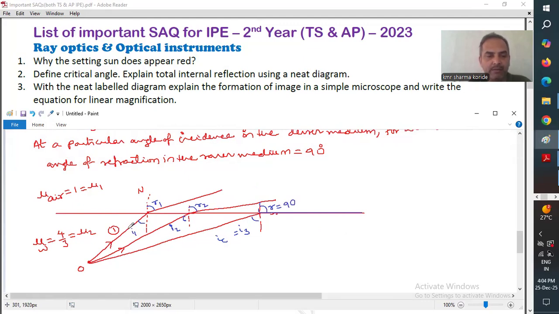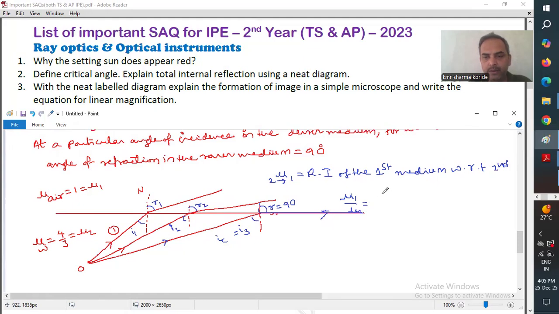So when a light ray travels from a denser medium to a rarer medium at a particular angle of incidence for which the angle of refraction is 90, then it is called the critical angle. Now let us understand the mathematical part. When the light ray is from the second medium to the first medium, we have to write the refractive index of the first medium with respect to the second. So this is the way to write mu1 by mu2.